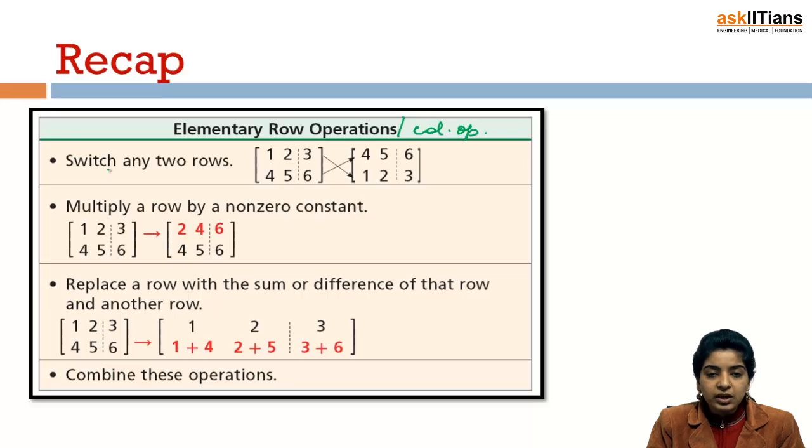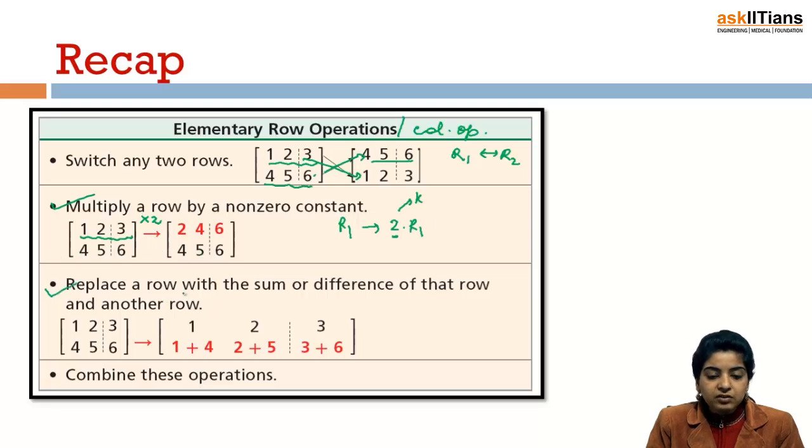So first one says switch any two rows. This was my first row of the matrix. This is the second row. What I do here is R1 double-sided arrow R2, which means the second row becomes the first row and the first row becomes the second row. Second, we have multiply a row by a non-zero constant. So for the first row, what we do is R1 tends to 2 times R1, but this 2 is k, a non-zero scalar. So the first row becomes 2, 4, 6. Each and every element gets multiplied by 2 and the second row remains intact as it is.